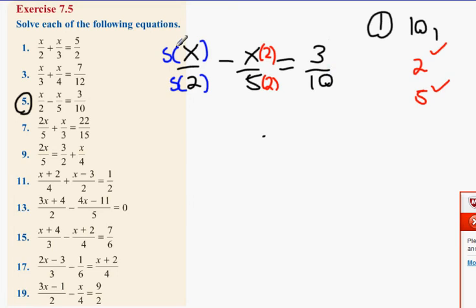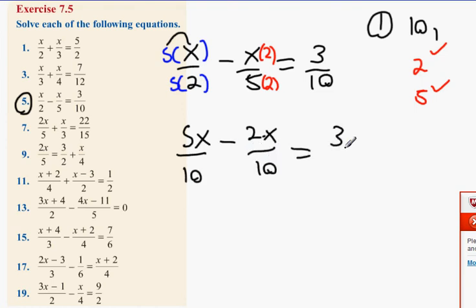Now what happens next? 5 multiplied by x? 5x. 2 multiplied by x? 2x. And what's 5 by 2? Also 10. Now what do you know about both sides now? They have the same denominator. And if they have the same denominator, we can get rid of them.